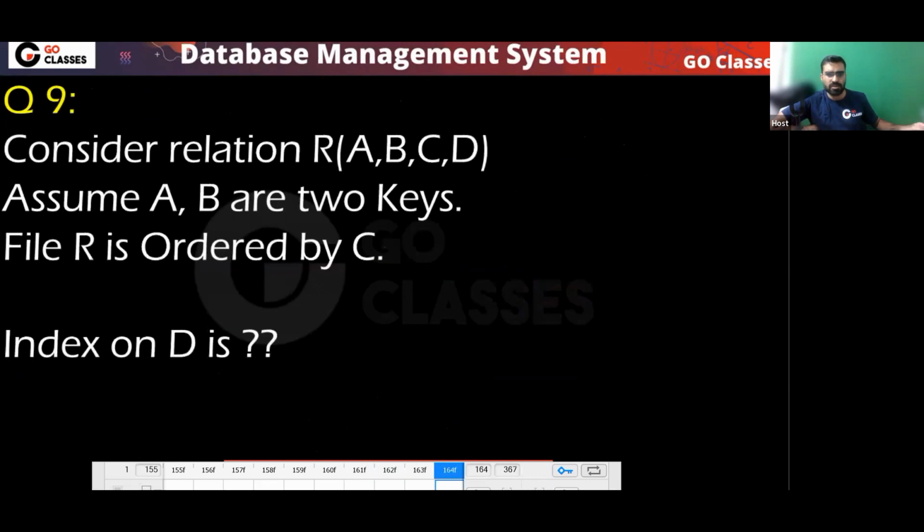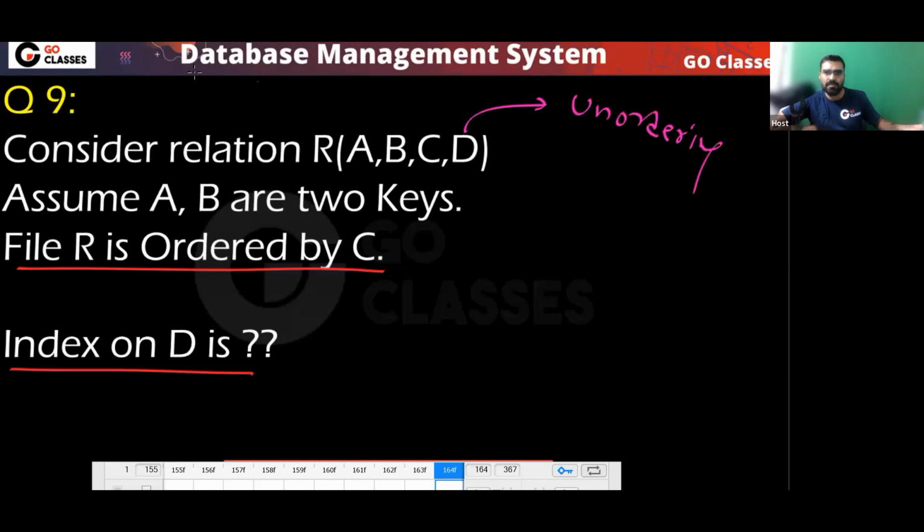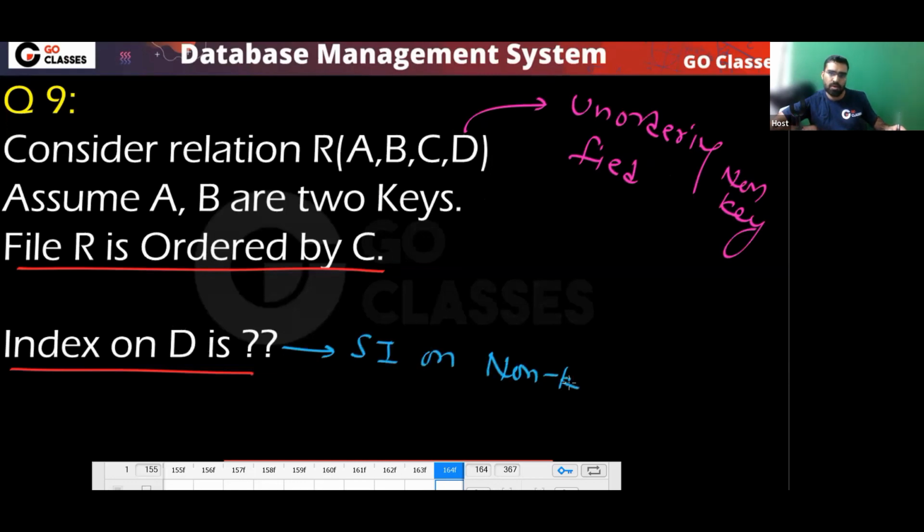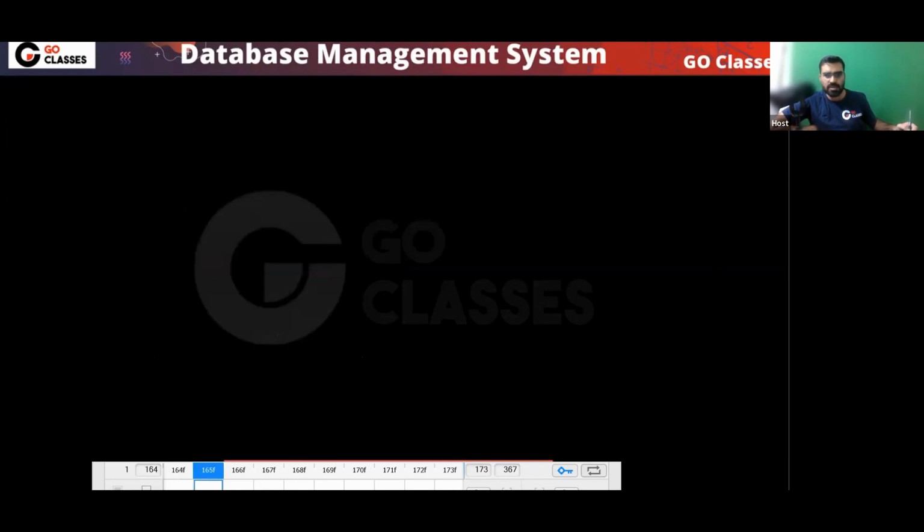Tell me the answer for this question. Question number 9. Your file is ordered by C and your index is on D. Because you are ordered by C, automatically this becomes an unordered field. So this is an unordered non-key field. So the index on this D will be called a secondary index on non-key, because D is non-key. So this is question number 9.